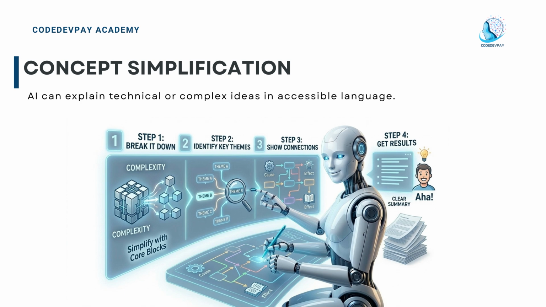Concept simplification. AI can help explain technical or complex ideas in accessible or plain language. So this helps to improve comprehension, supports learners in tackling difficult topics, and generates analogies or step-by-step explanations.